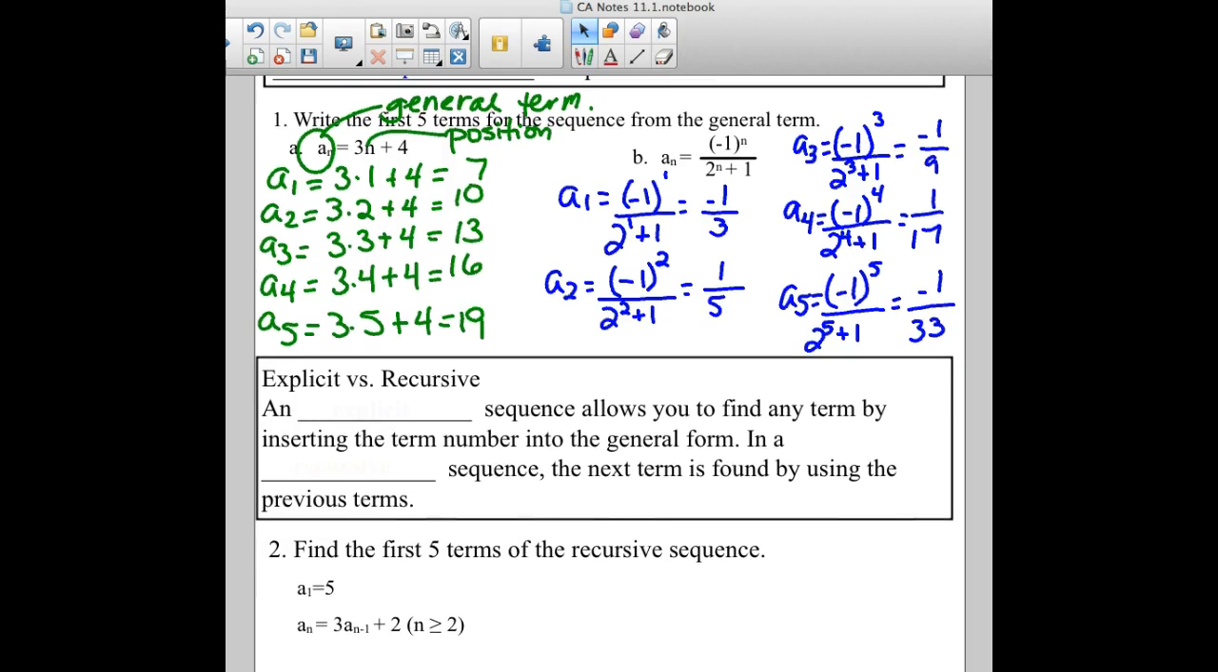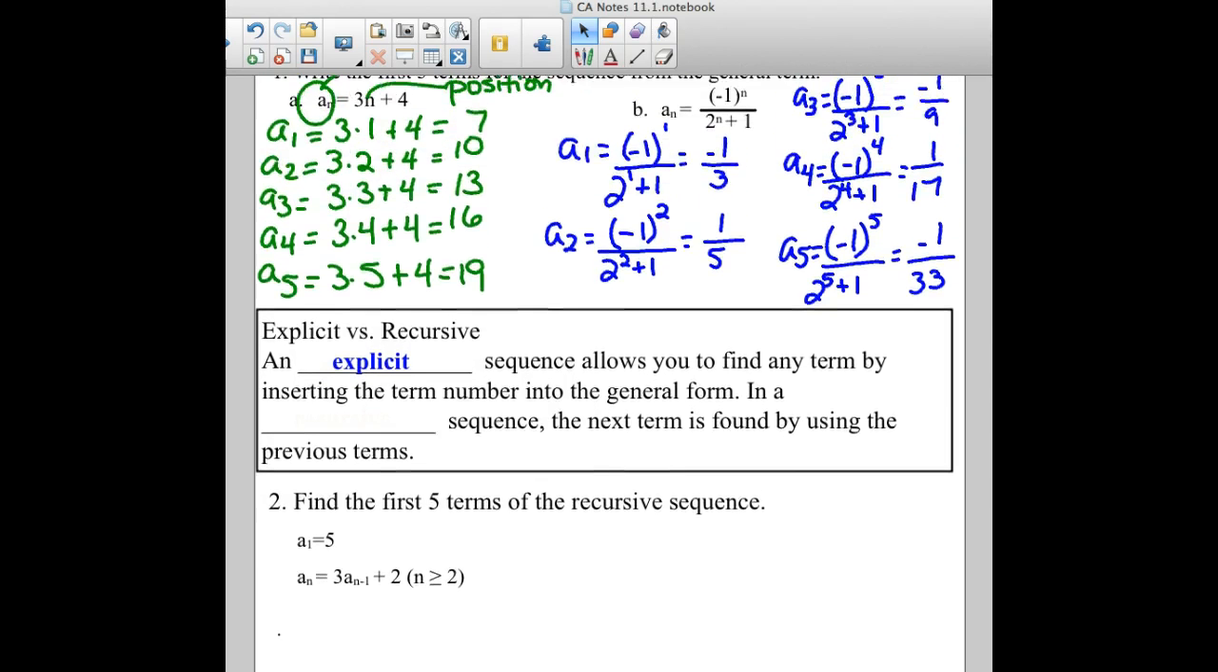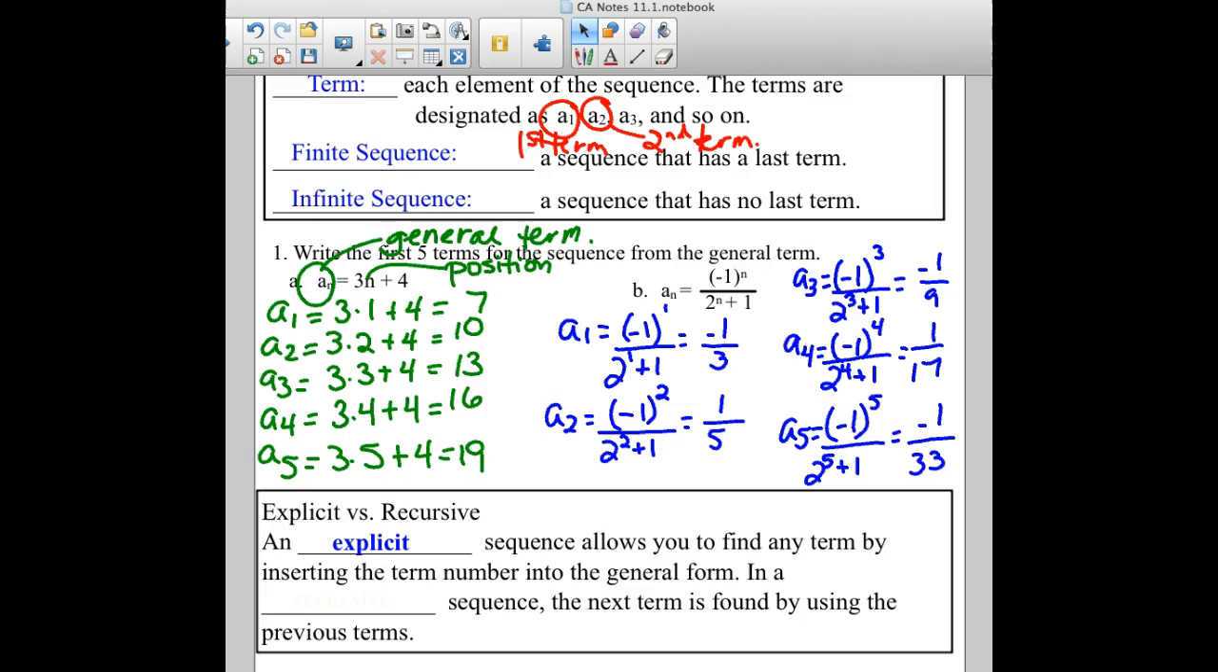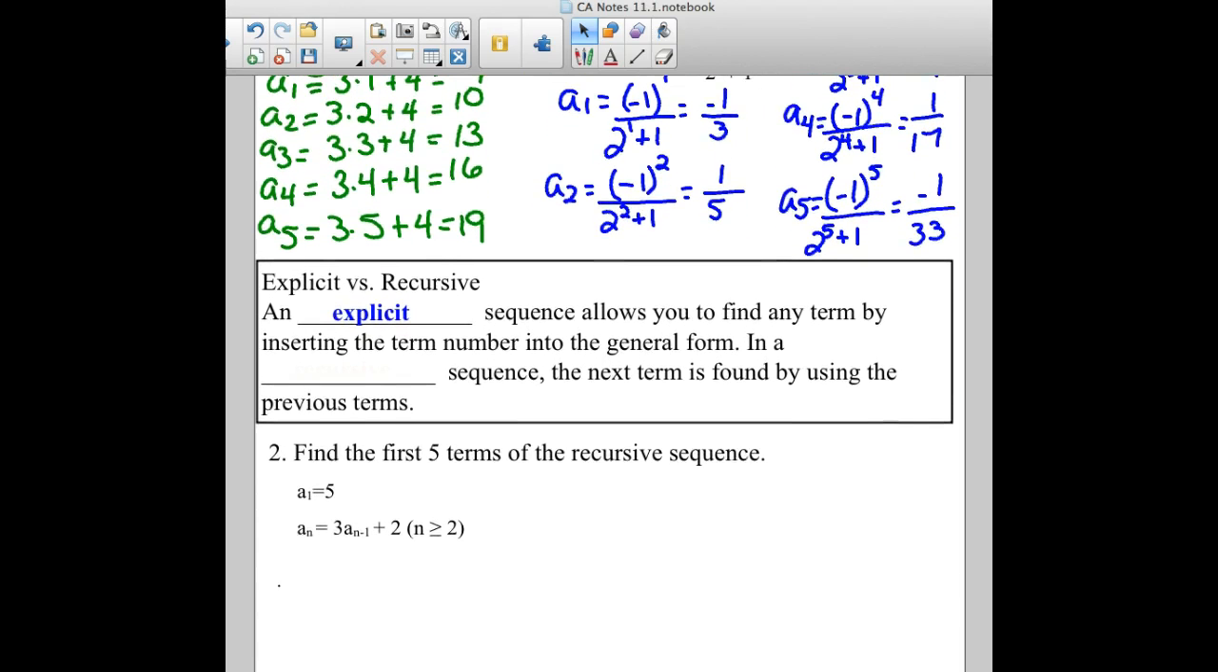All right, so the next terms that we're going to look at, we have the term explicit and recursive. Some of the equations will be given, or some of the rules will be given as an explicit formula, while others will be a recursive formula. An explicit sequence allows you to find any term by inserting the term number into the general form. So kind of like the ones we just did, we found the first 5 terms, but we could have said, locate the 27th term, and found it simply by putting a 27 in for n. So an explicit rule basically says you can find any term in the sequence by simply replacing the n with the position you want it to be.